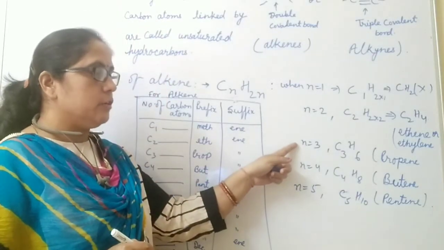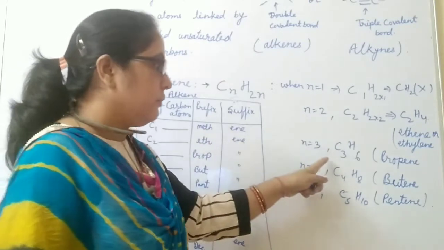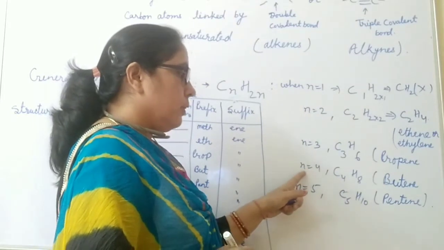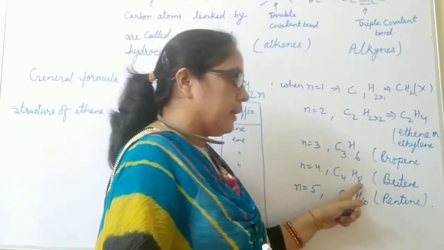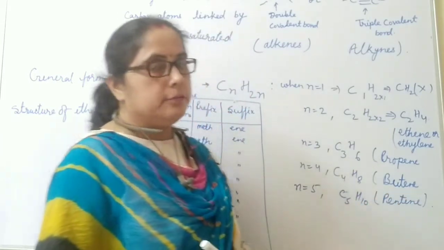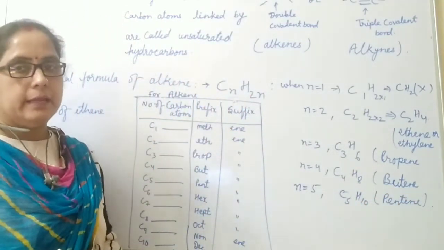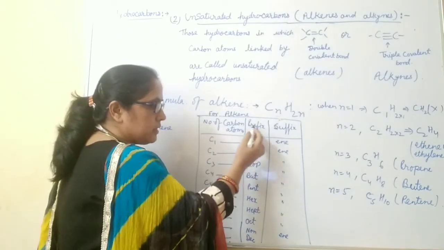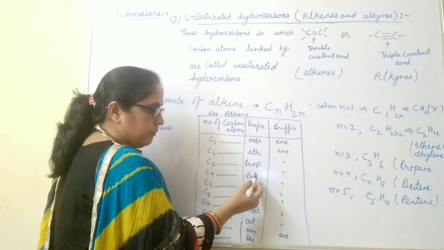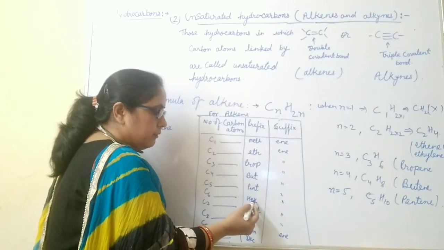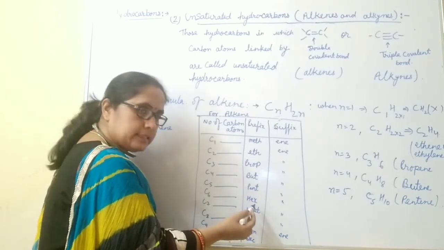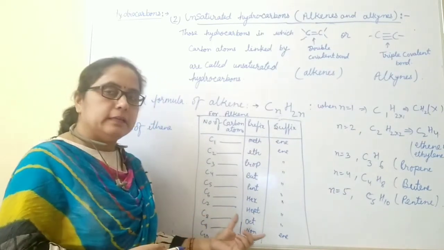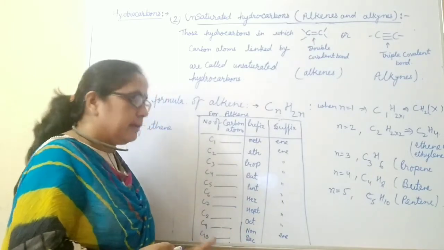Similarly, when n equals 3, we have the formula C3H6 and its name is propene. If n equals 4, we have the formula C4H8, its name is butene. It means in the alkene group, we can name the alkene by using its prefix and suffix. For 2 carbon atoms, we use the prefix eth. For 3 carbon atoms, prop. For 4, but. For 5, pent. For 6, we use the prefix hex. For 7 carbon atoms, hept. For 8, oct. For 9, non. And for 10, dec.